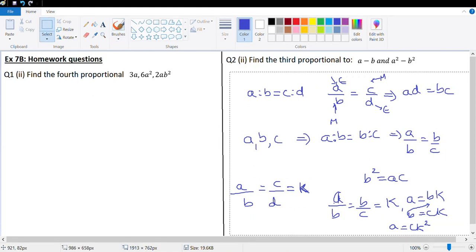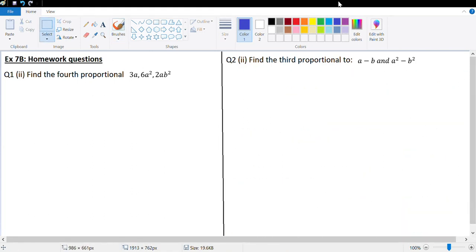Let's go ahead and solve the homework questions. So the first homework question was question number 1, part 2. It says find the fourth proportional of 3a, 6a square, 2ab. So let the fourth proportional be x.